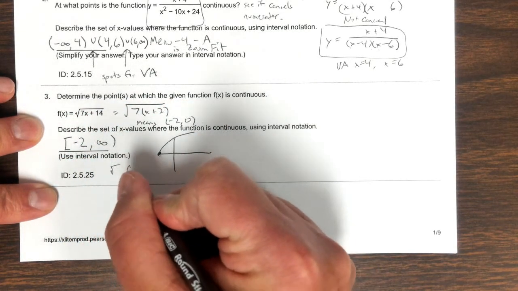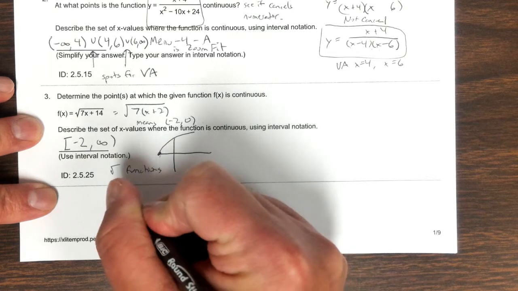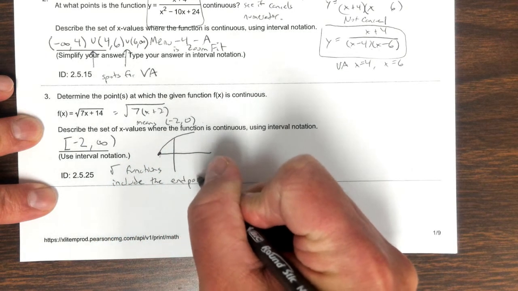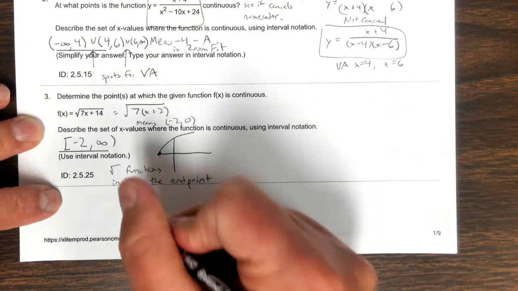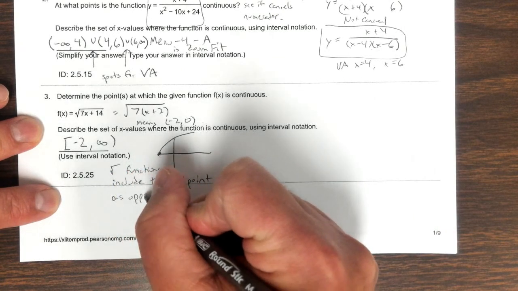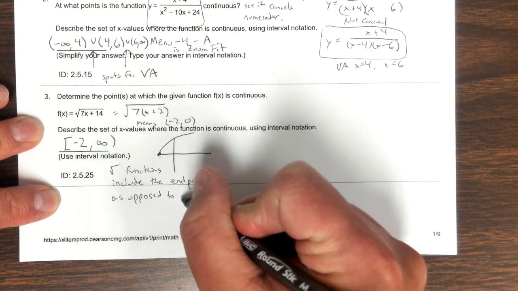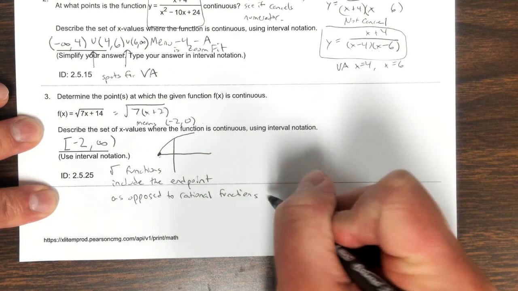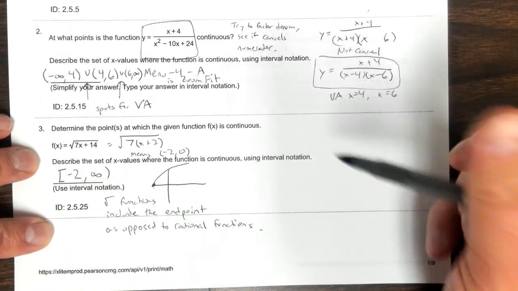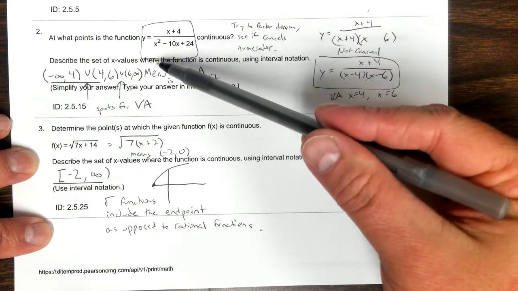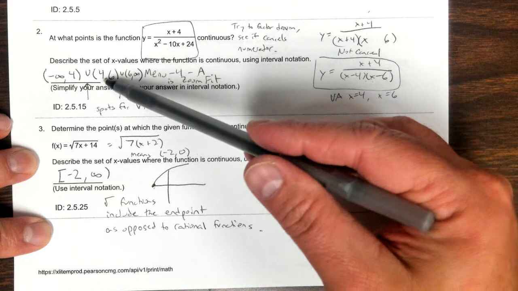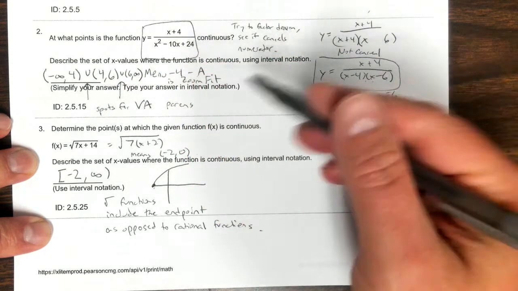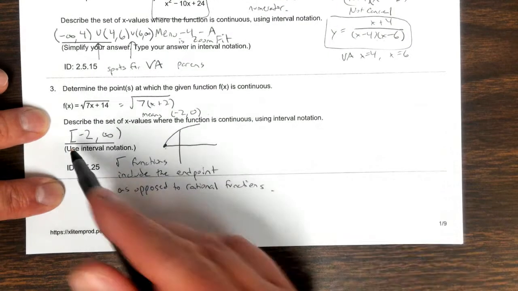Square root functions include the endpoint, as opposed to rational functions. So again, when we had our rational function up here, we had parentheses throughout. I'm just going to say parens, and this one we have a bracket.